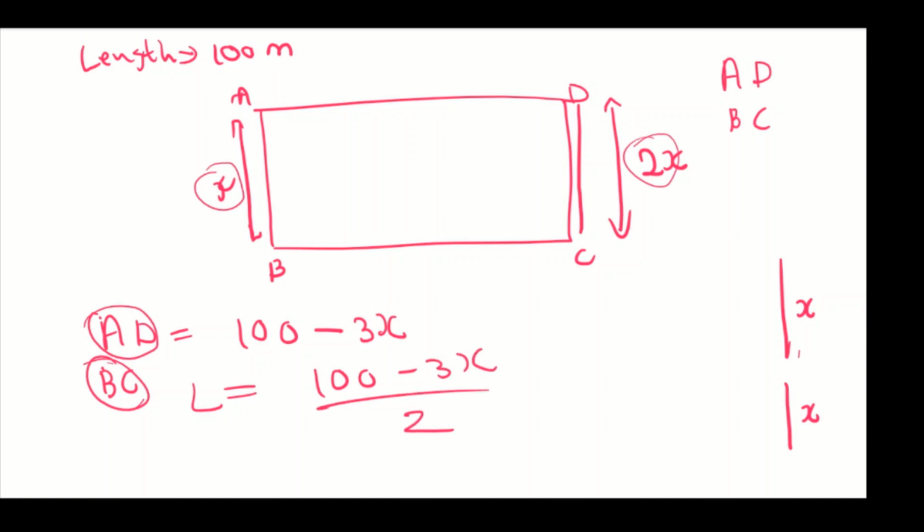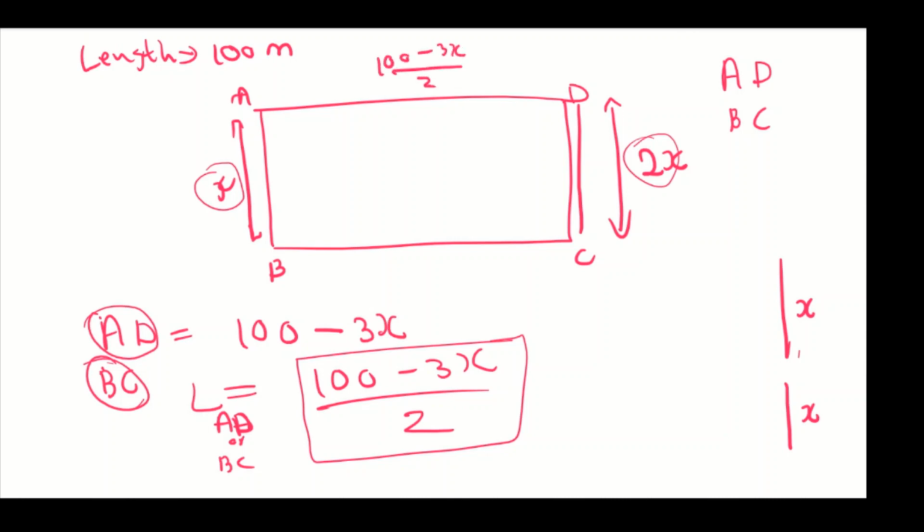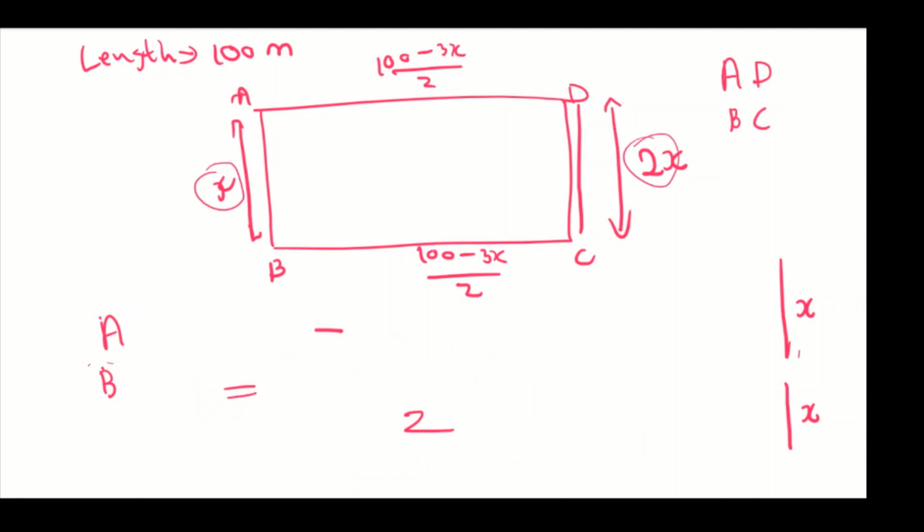So each dimension, AD or BC, will be 100 minus 3x divided by 2. AD is going to be 100 minus 3x divided by 2, and BC is 100 minus 3x divided by 2. So these are the dimensions. Now we need to find the area of this shape here.